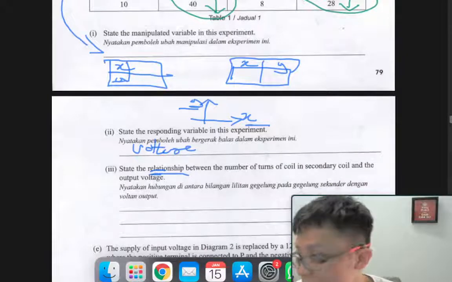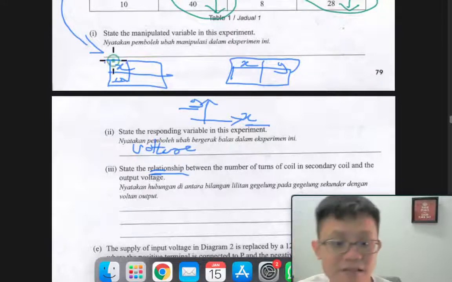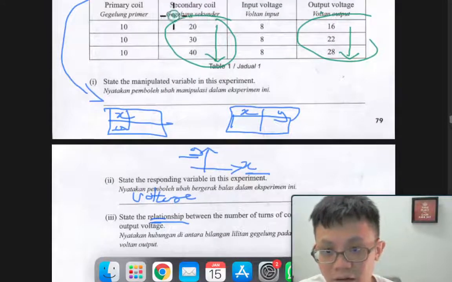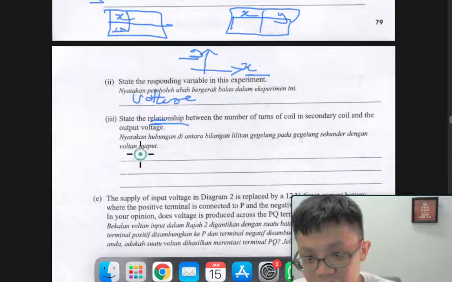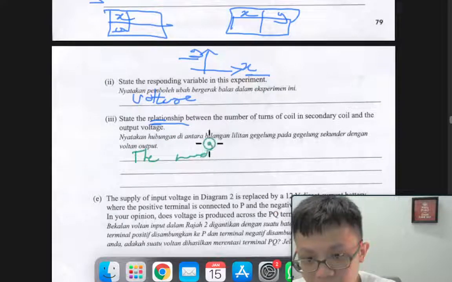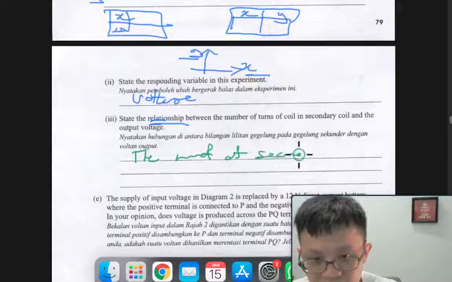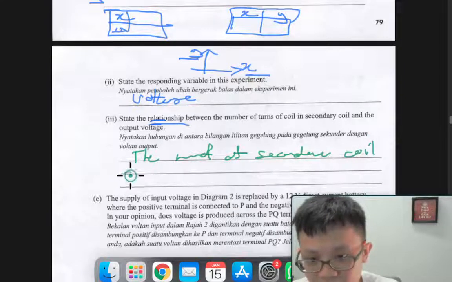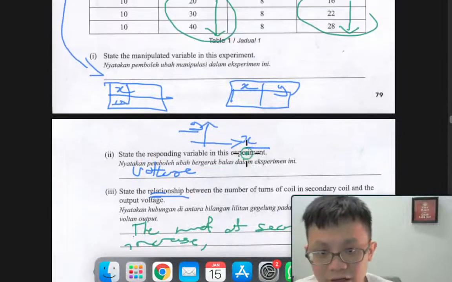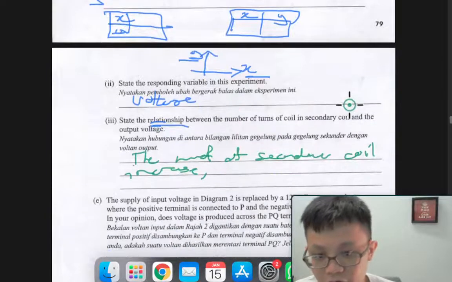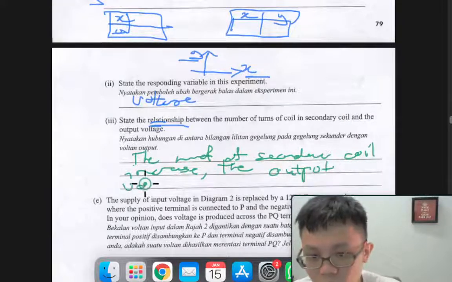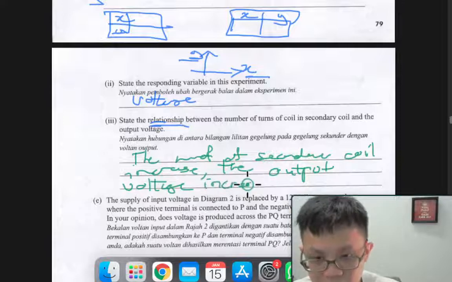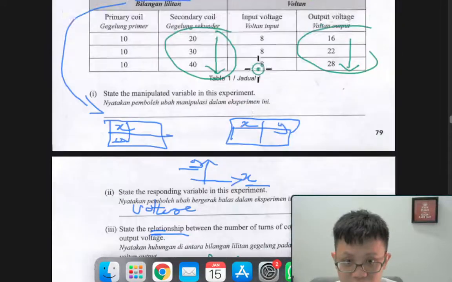Let me check the answer later, I'm scared I teach wrong. The higher the number of turns in the secondary coil, the greater the output. Same. So if the number of turns in the secondary coil increases, and then we look at here, the output voltage increases. So that is the relationship.